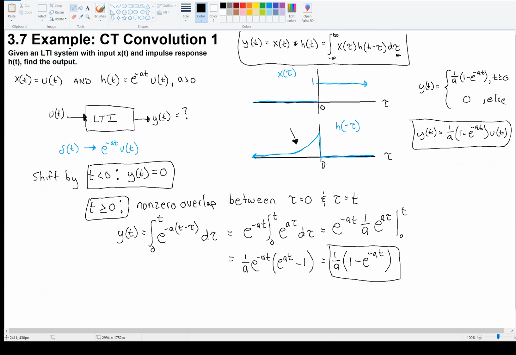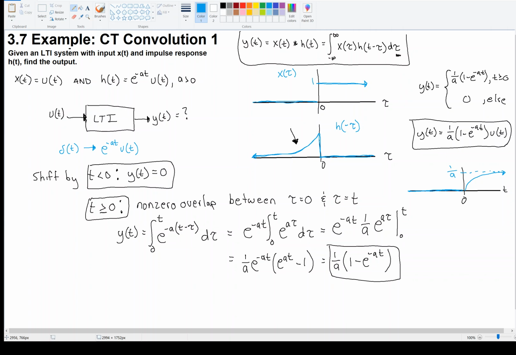Okay, that's it. Let's draw it. Let's see what it looks like if we were to draw that. Just sketch it quickly. Notice how it's a function of t, not tau, right? Because when you plug in bounds for tau, the taus go away. Okay, so because of the unit step, we've got 0 here. And then as t goes to infinity, e to the negative at goes to 0. So we're subtracting something less and less from 1 over a. So this asymptotically approaches 1 over a, like that.